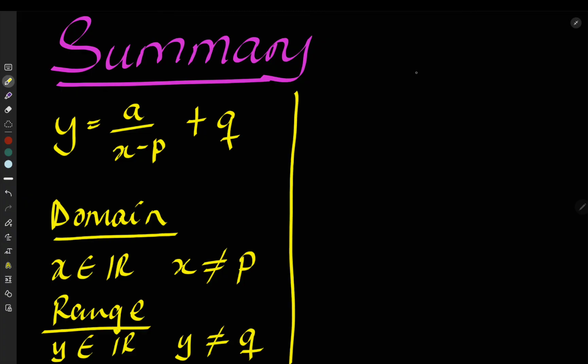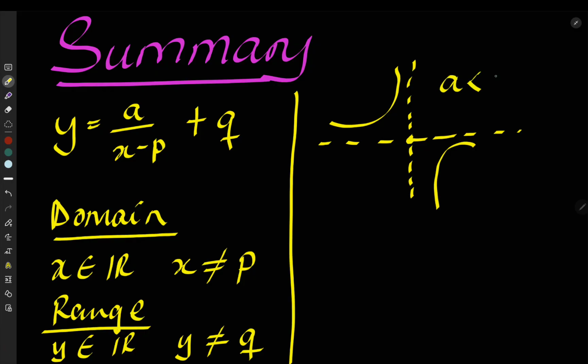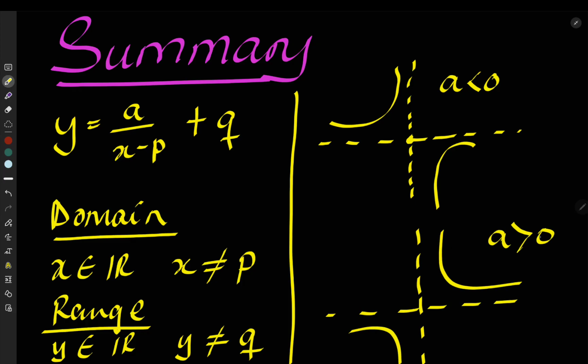Also remember, when you've got your vertical asymptote and horizontal asymptote, if a is negative, you should expect your graph to be on those two sides of the asymptotes. And if a is positive, you should expect the graph to be on that part of the asymptotes. So that is a is greater than 0.